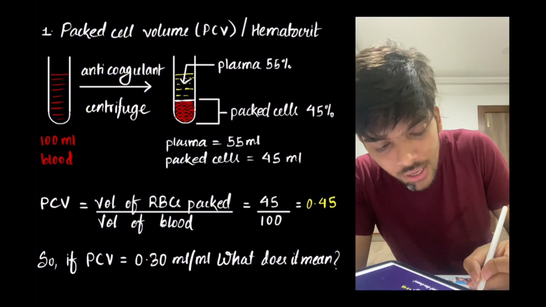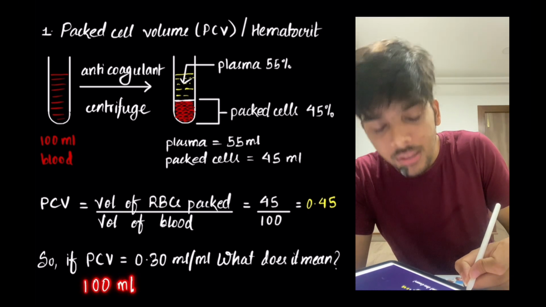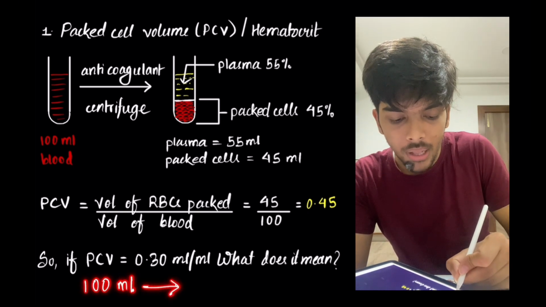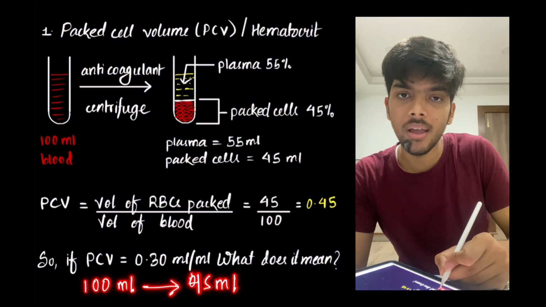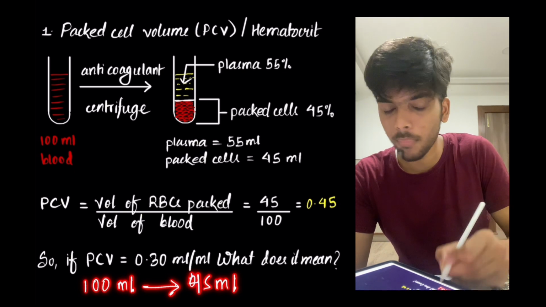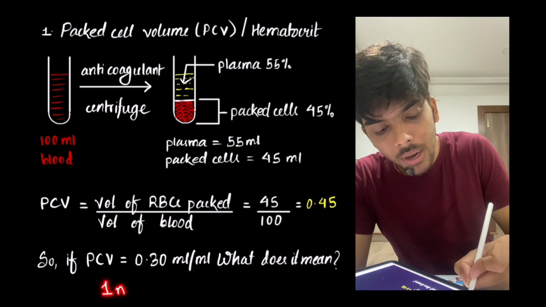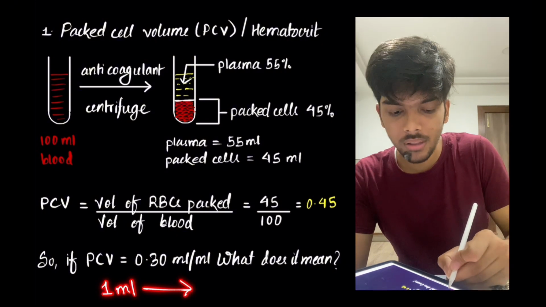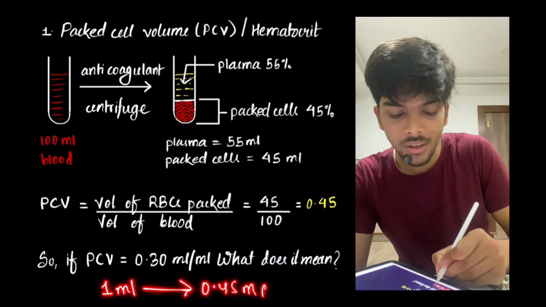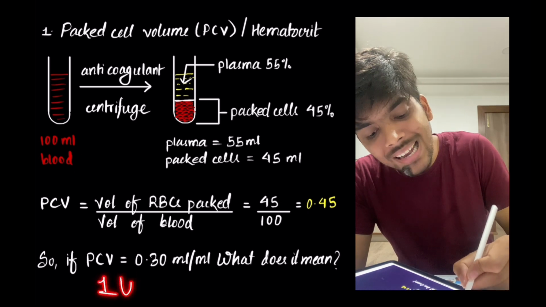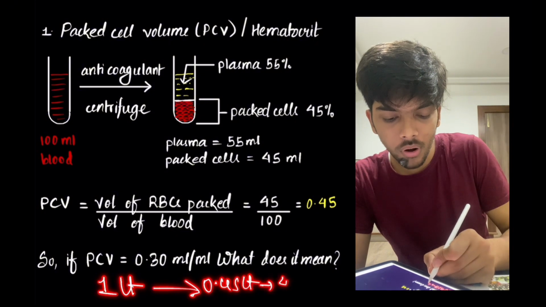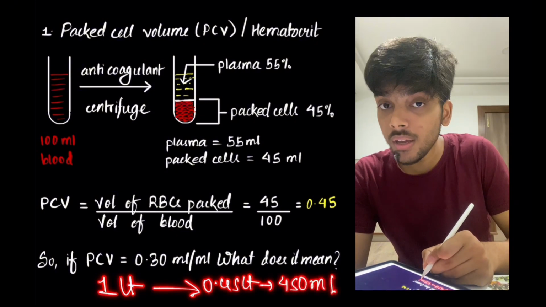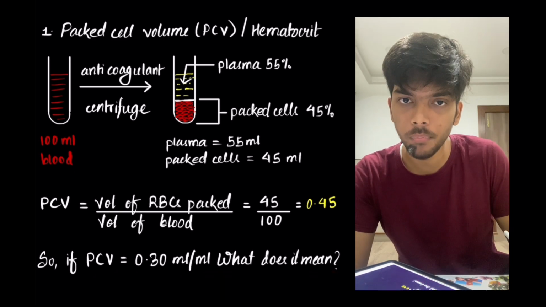So let's say if we have taken 100 ml of blood, then in a normal blood, out of 100 ml, 45% or 45 ml of this 100 ml is going to be the volume of red blood cells. If we have taken 1 ml of blood, 45%, that is 0.45 ml, is going to be red blood cells. If we have taken 1 liter of blood, then 45%, that is 0.45 liter or 450 milliliter, is going to be the volume of red blood cell. And what is that? That's your packed cell volume.